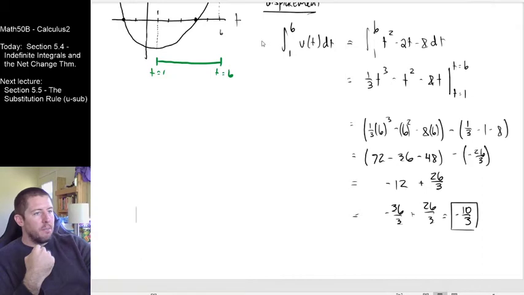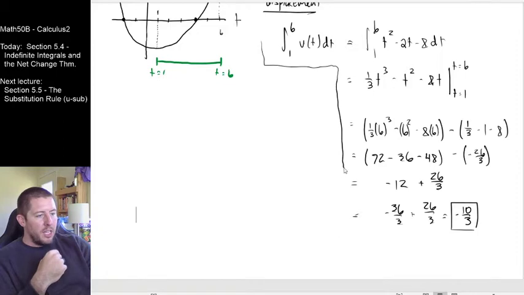All right, so there's our displacement computation right here. It's the easier of the two. It just says accumulate all your change.